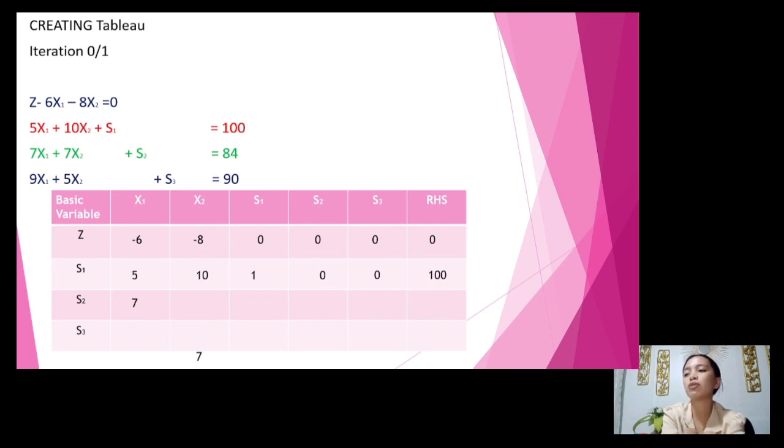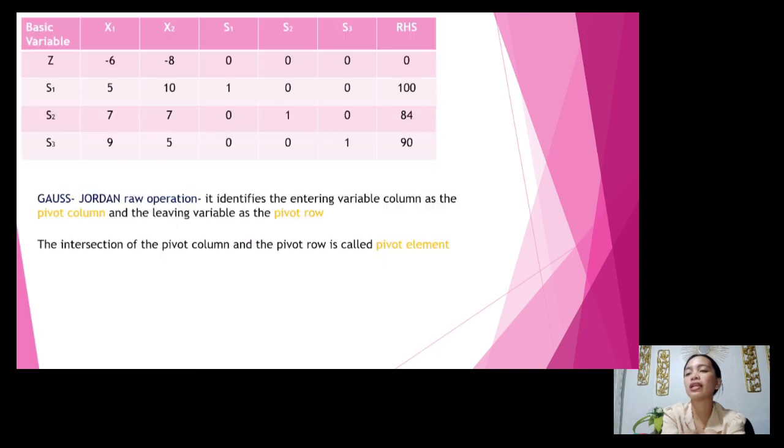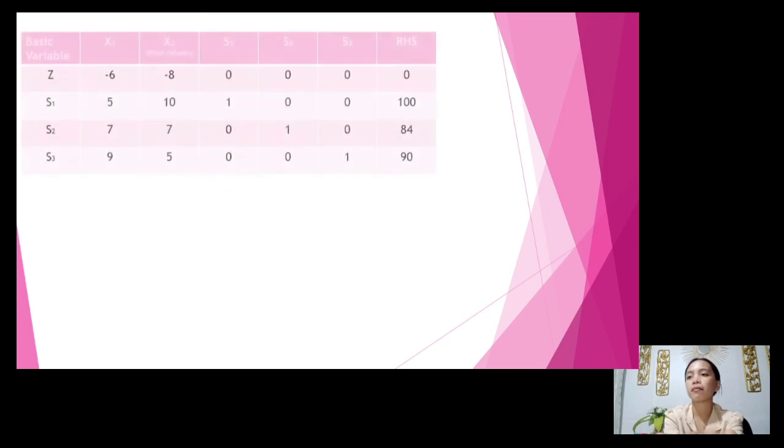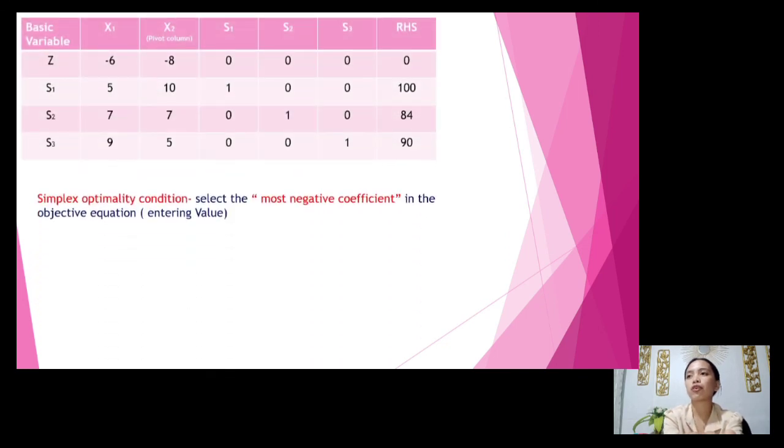For our S sub 2: 7, 7, 1, 0, 0, and 84. Next is 9, 5, 0, 0, 1, and 90. Next we will again use the Gauss-Jordan row operation for us to identify the pivot column and the leaving variable as the pivot row. So this is our pivot column now.